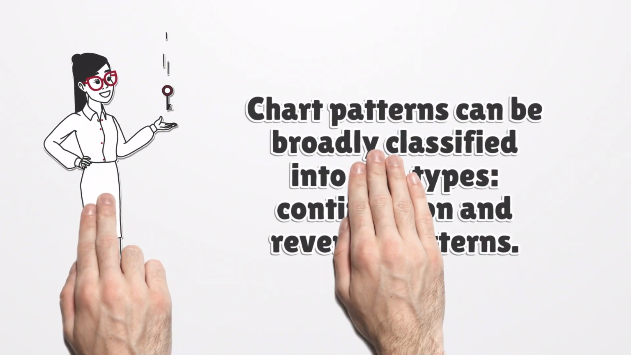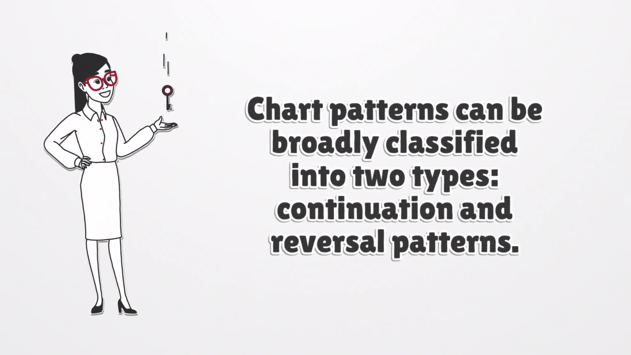Chart patterns can be broadly classified into two types: continuation and reversal patterns. Continuation patterns suggest that the stock price will continue its current trend, while reversal patterns indicate a potential trend change in the opposite direction.